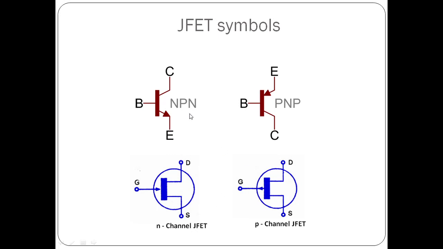As we have seen in case of NPN and PNP transistor, the direction of current flow differentiates these two symbols. In case of NPN BJT, we know the current flow is away from the base terminal. In case of PNP transistor, it is towards the base terminal. Similarly, in case of N-channel JFET, the current flow is towards the gate terminal. For P-channel JFET, it is away from the gate terminal. In this way, we can differentiate between the symbols of N-channel JFET and P-channel JFET.